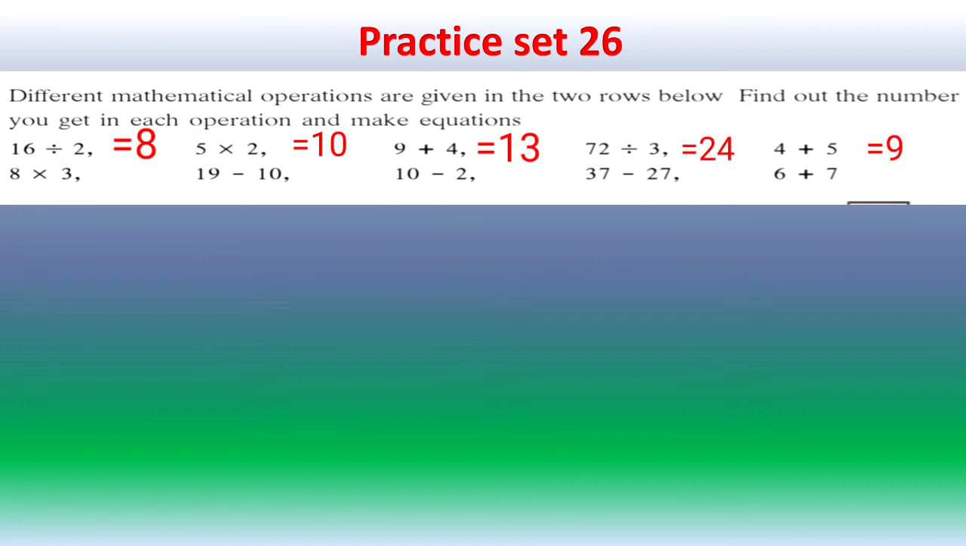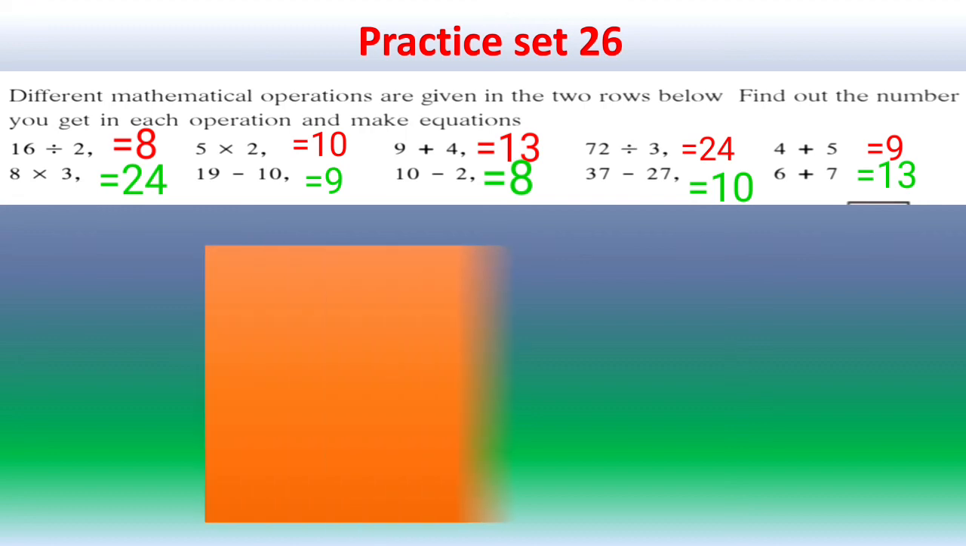24. 4 plus 5 is how much? 9. 8 3s are 24. 90 minus 10 is how much? 9. 10 minus 2 is how much? 8. 37 minus 27 is how much? 10. 6 plus 7 is how much? 13. Now we will make the pairs of this equation.